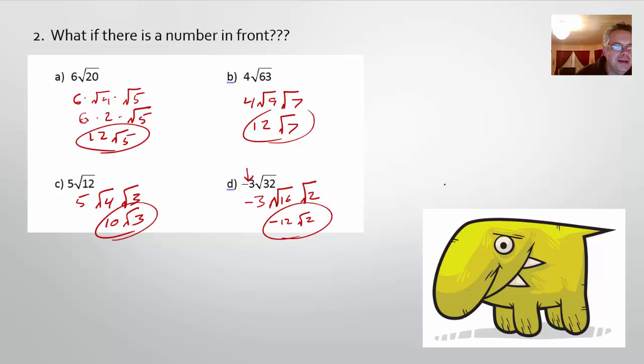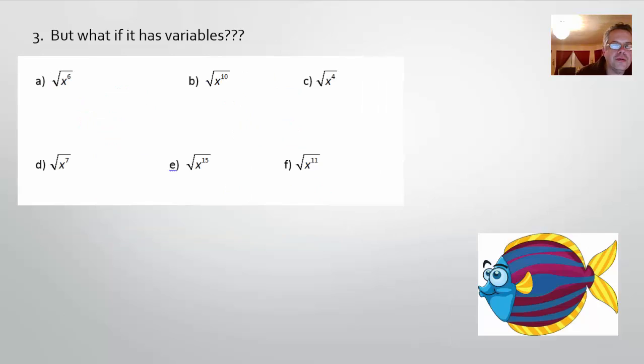He likes this. All right, but what if we have variables? Variables are actually, when you get used to them, easier than numbers. We have to think on this first one, what do we multiply by itself to get x to the 6? Well, it's x to the third, because x to the third times x to the third is x to the 6.